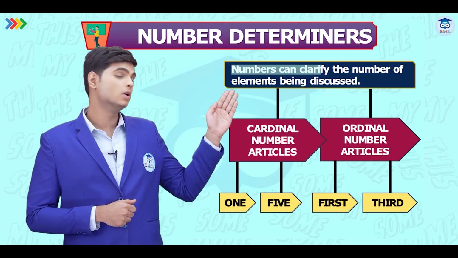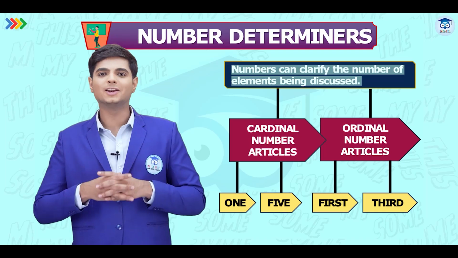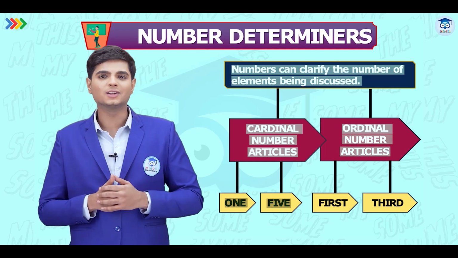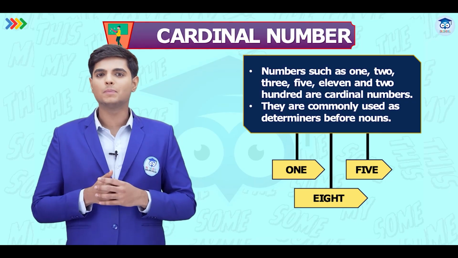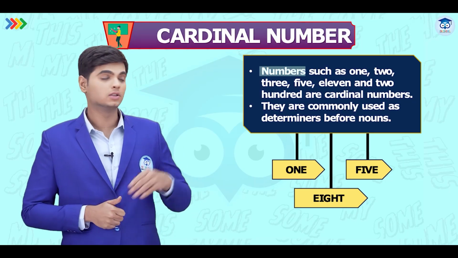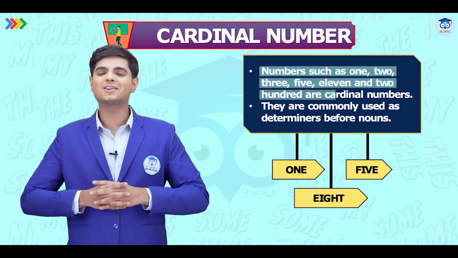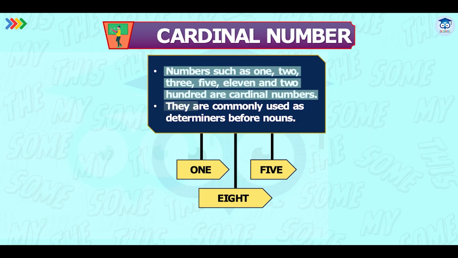In short, numbers can clarify the number of elements being discussed. We can divide them into two categories: cardinal number articles such as 1 and 5, and ordinal number articles such as first and third. Focusing first on cardinal numbers, these help us count actual quantities. Numbers such as 1, 2, 3, 5, 11 and 200 are cardinal numbers, and they are used to express quantity. For example, they are commonly used as determiners before nouns, like 1 apple or 5 chairs. Cardinal numbers simply tell us how many of something.